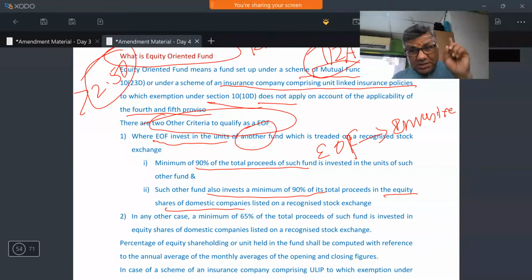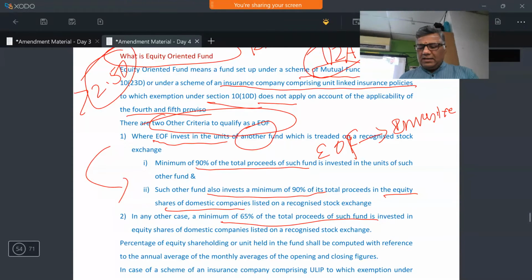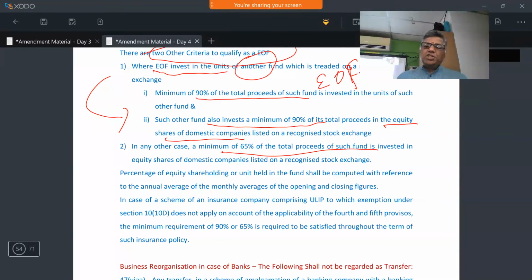This same thing, in business trust also, we have seen what the special purpose vehicle should do. In any other case, minimum 65% of the profit should be invested in equity shares. If you are not investing through the funds, then in any other case, percentage shall be computed taking the monthly averages, and it should be consistent throughout. Okay, this is an amendment in equity oriented fund, a rare amendment, but still it is an amendment in what is equity oriented.